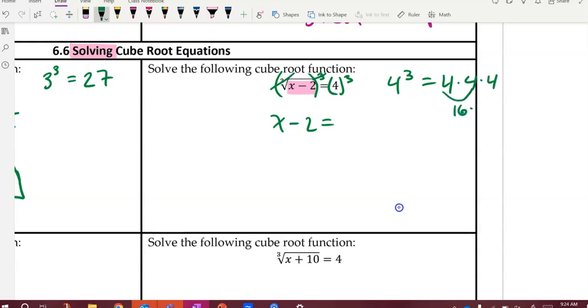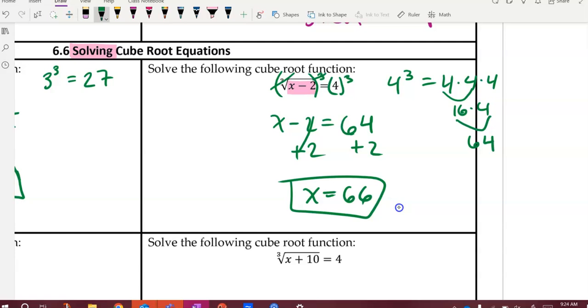4 times 4 is 16, and 16 times 4 is 64. So we have 64 on the right. To solve, we're going to add 2, leaving us with x equals 66.